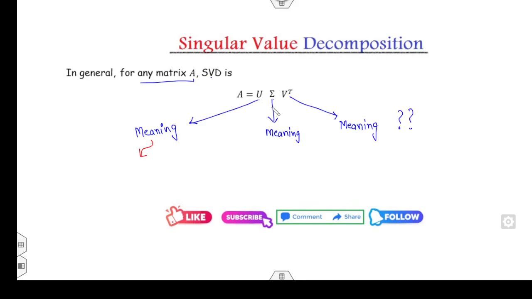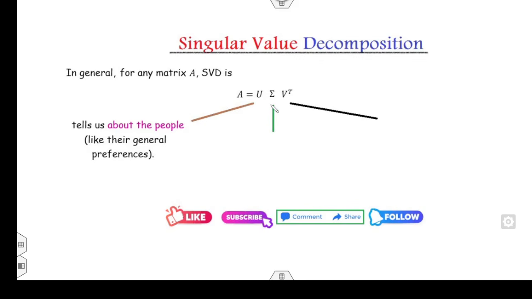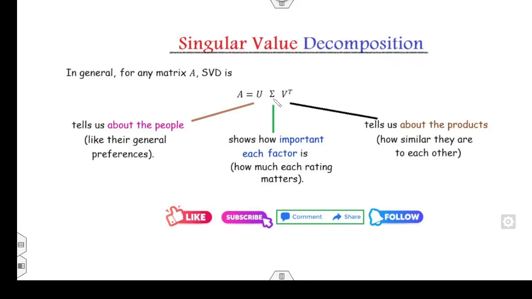The physical significance of U is that it tells us about the people, or in general the various preferences in the matrix. Similarly, sigma tells us how important each factor is. And lastly, V will tell us about the products. If you consider a matrix corresponding to certain elements or certain products, V will tell how similar they are to each other. I will explain with the help of an example.